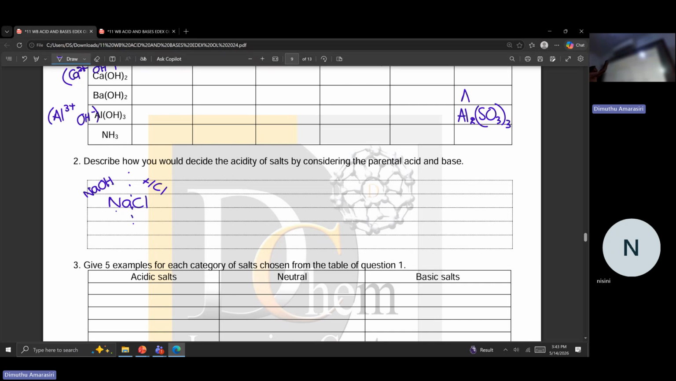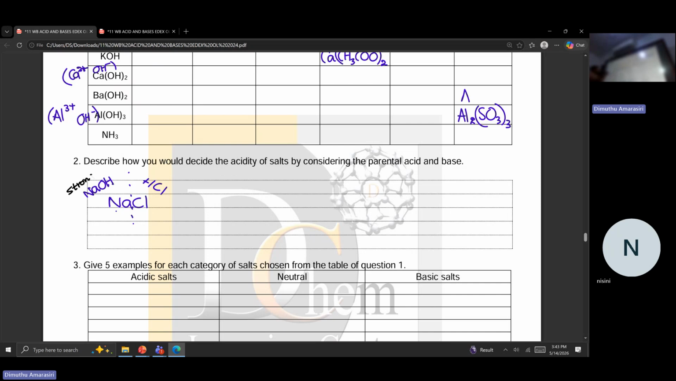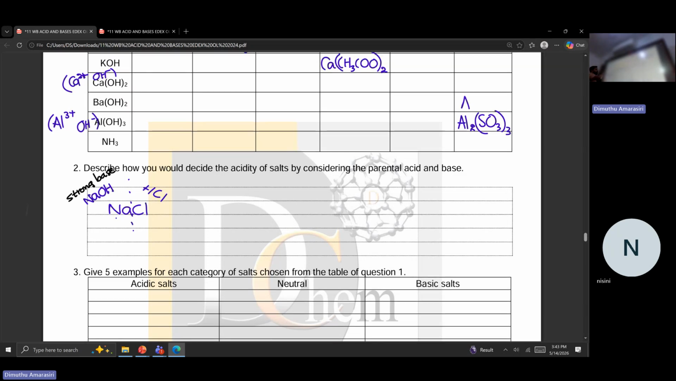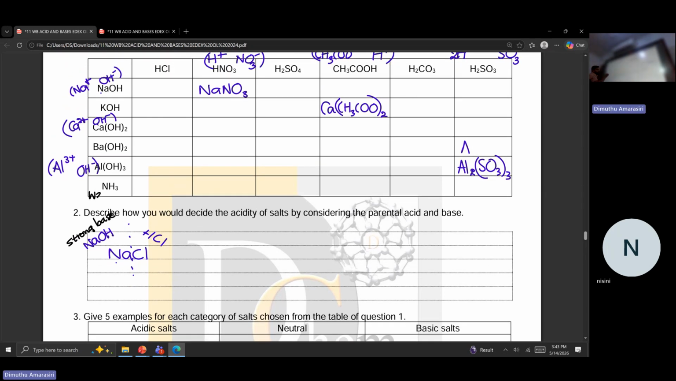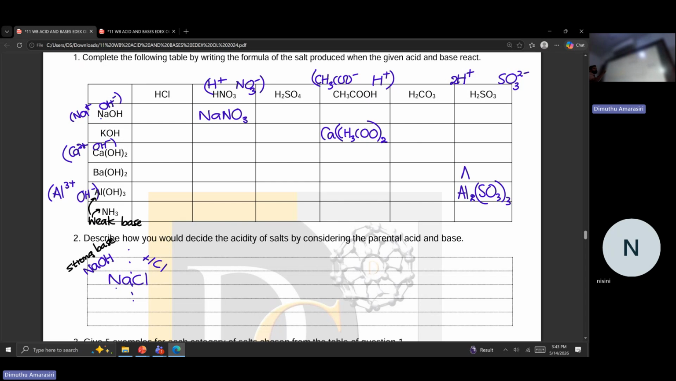Sodium hydroxide is known as a strong base. It is a strong base, right? In this list, ammonia is a weak base. Even aluminium hydroxide, right? These are usually strong bases. All group 1s are strong bases, and calcium hydroxide and barium hydroxide too. Magnesium hydroxide is a weak base, right? And HCl, nitric, sulfuric, these three are strong acids.